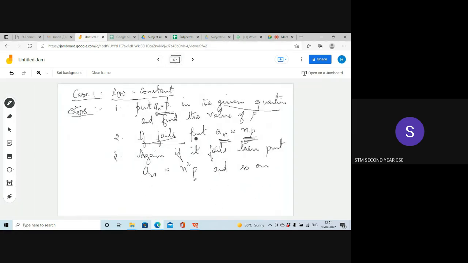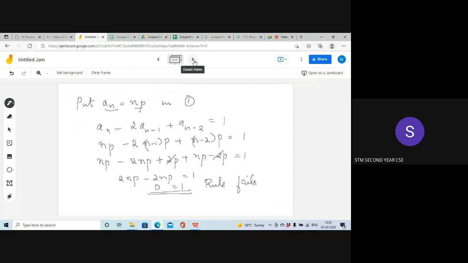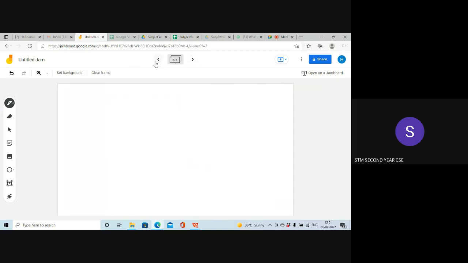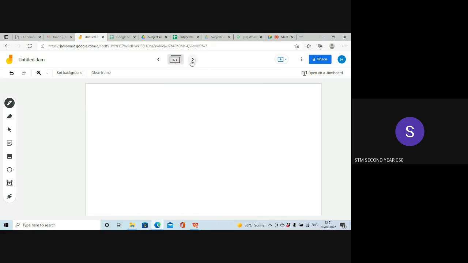Here, if it fails, put an is equal to np. And for me, in this question, the rule had failed, isn't it? So the next time I have to put an is equal to n square p. Okay. So next, in the same equation, instead of an is equal to np, I am going to put an is equal to n square p.